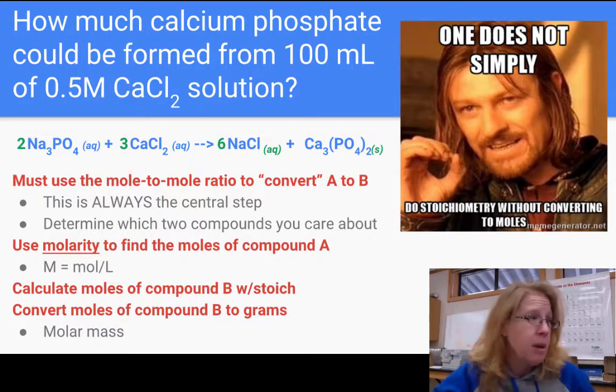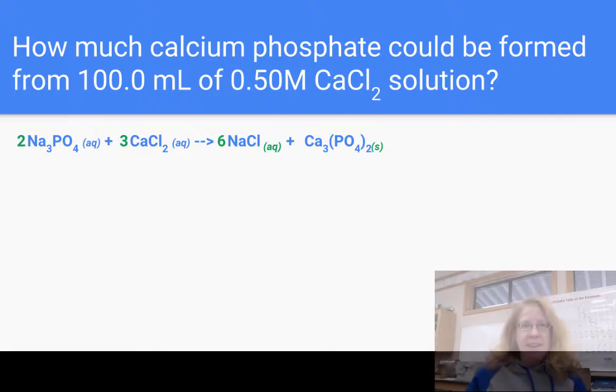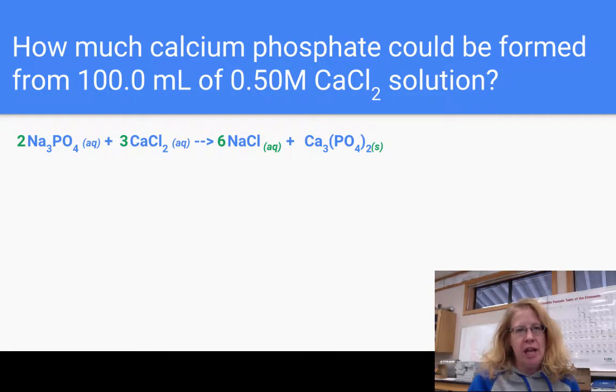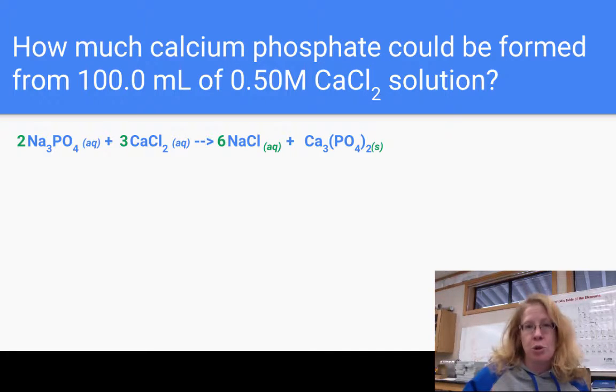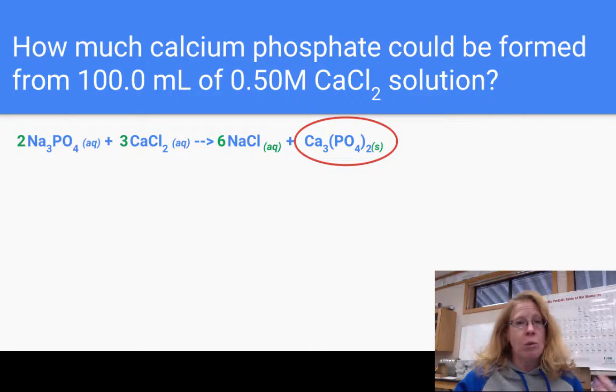You may want to grab a pencil and paper and try it on your own, but I'm going to do this myself. All right, so here we go. Let's take a look at using those steps to figure out how to attack this particular problem. We're trying to figure out how much calcium phosphate we can form starting with 100 milliliters of 0.5 molar calcium chloride solution. The first thing I do when I attack these problems is identify what two compounds I'm actually worried about in this problem.